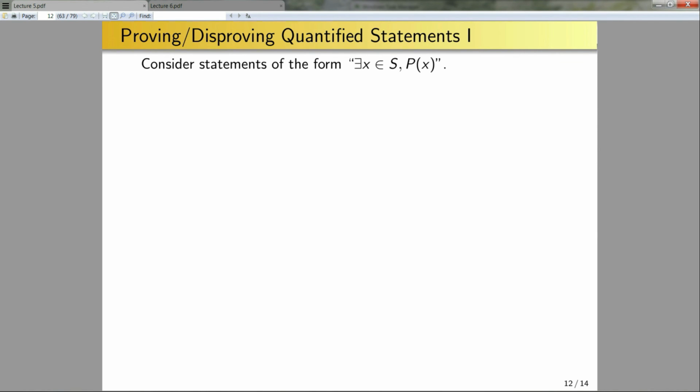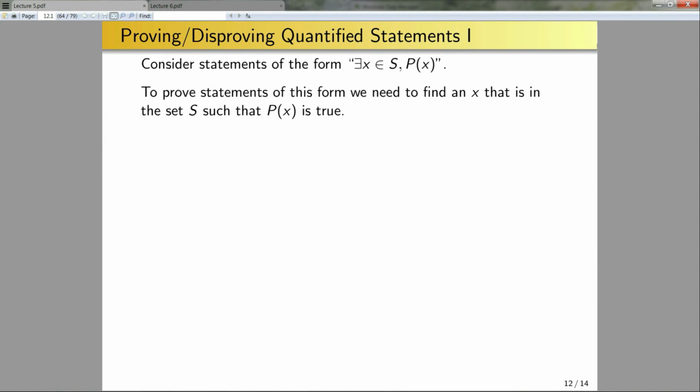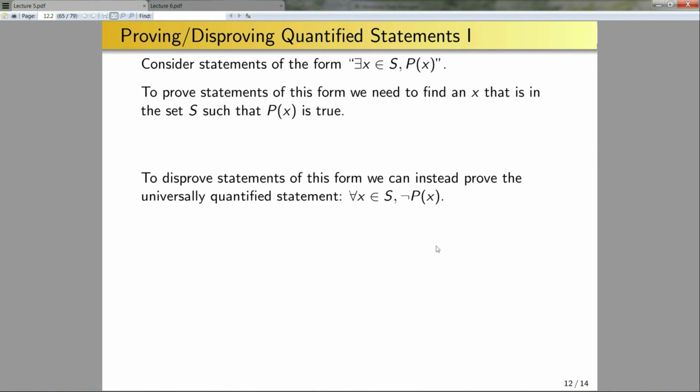So consider a statement of the form, there exists an x in S such that p of x. If I want to prove a statement of this form, all I have to do is find a value of x that is in the set S such that p of x is true. To do this, you can use something like proof by construction. To disprove statements of this form, I can instead prove this universally quantified statement: for all x in S, not p of x.